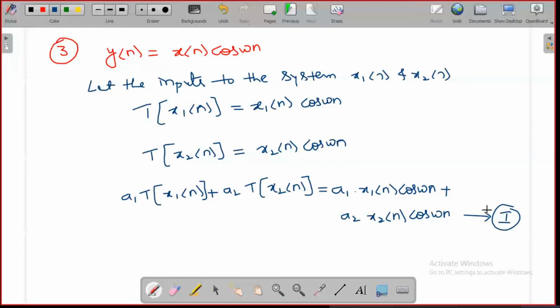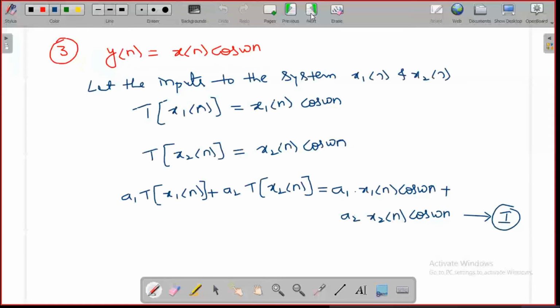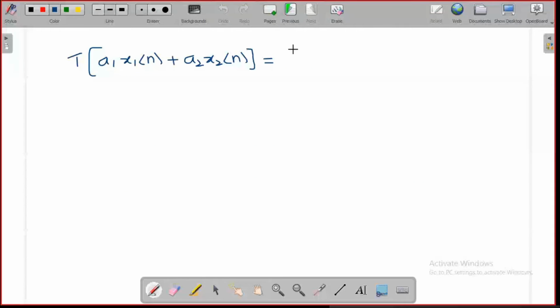Now find the response of the system to a sum of weighted inputs, which is T of a1 x1 of n plus a2 x2 of n. So your system is x of n into cos omega n. Here the input is a1 x1 of n plus a2 x2 of n.